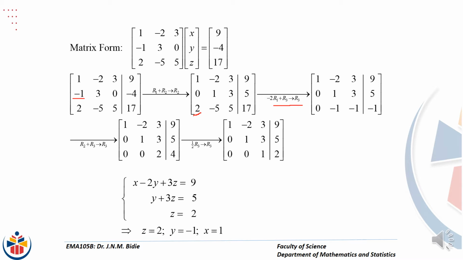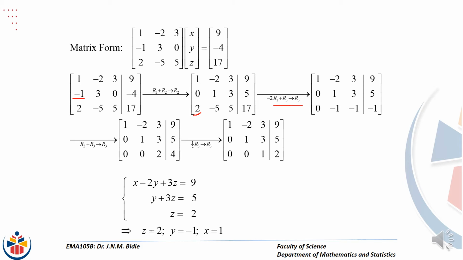So negative 2 times 1 is negative 2 plus 2, that gives us a 0. Negative 2 times negative 2 is 4. 4 minus 5 is negative 1. Negative 2 times 3 is negative 6. Plus 5, that's negative 1. Negative 2 times 9 is negative 18. Plus 17, that gives us negative 1.